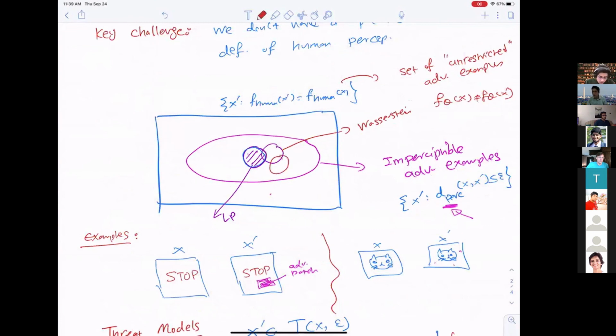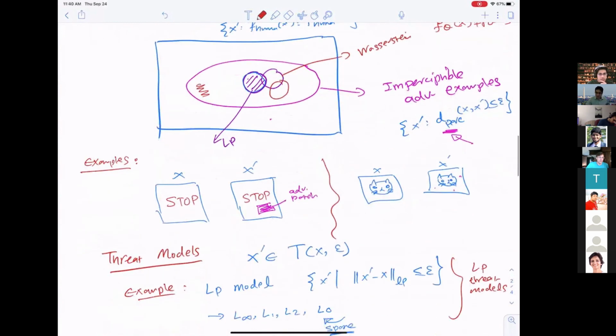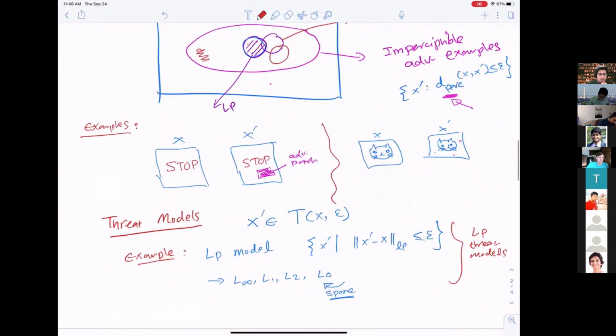Sometimes they will be overlapping, sometimes they will be non-overlapping. And I want to emphasize, and I'm going to discuss this later on, that if we consider all of these threat models, there may be some examples that are imperceptible and not covered in any of these threat models, the union of these threat models. Okay, so that's something that we'll be discussing later on.